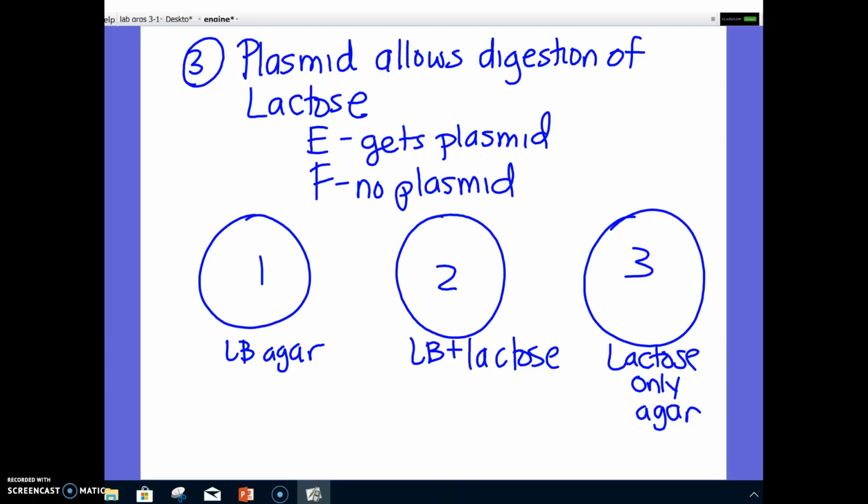A plasmid that allows the digestion of lactose. Again, lactose is a sugar. It's a disaccharide. If a bacteria does not have the lac plasmid, it would not be able to digest it, meaning it just wouldn't be able to eat that particular food source.